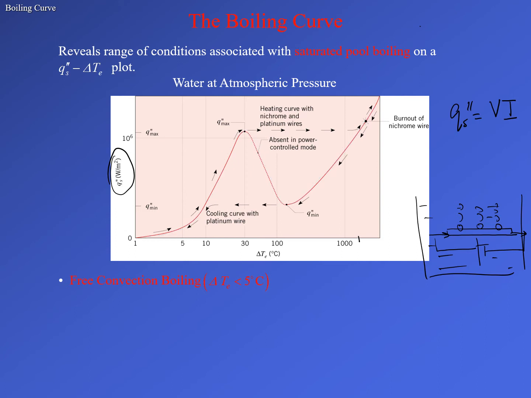So it was a very useful experiment because it helped us calculate a relation between QS double prime and delta T. And remember, Newton's law of cooling does only this. Newton's law of cooling says QS double prime is h times delta T excess. So for a given position on the curve, we can calculate the heat transfer coefficient by taking the ratio of QS double prime and delta T excess. Okay, an extremely important experiment for understanding the heat transfer coefficient in boiling.